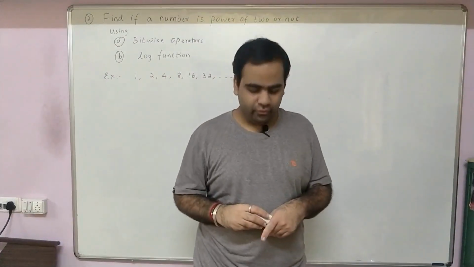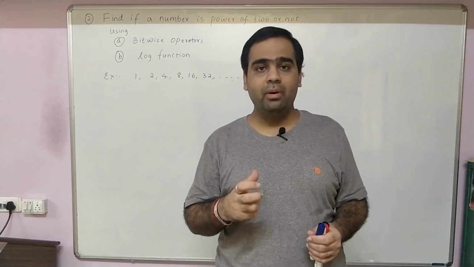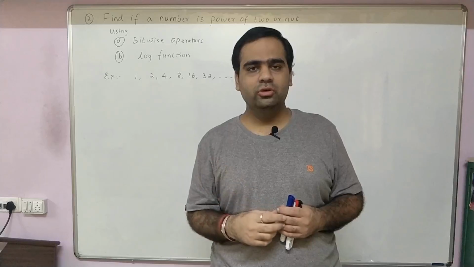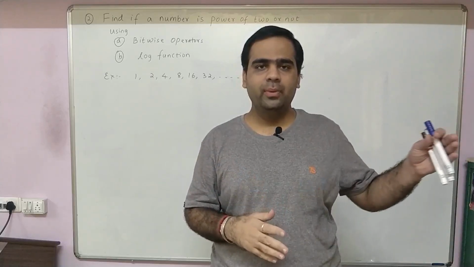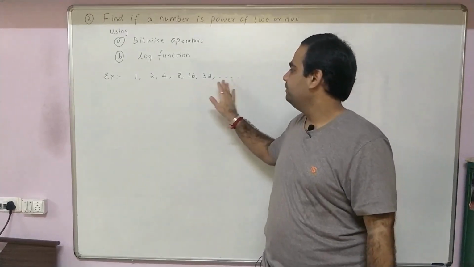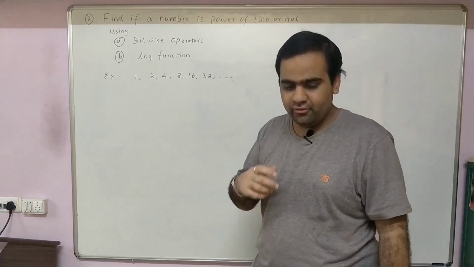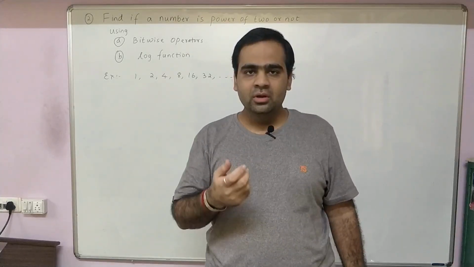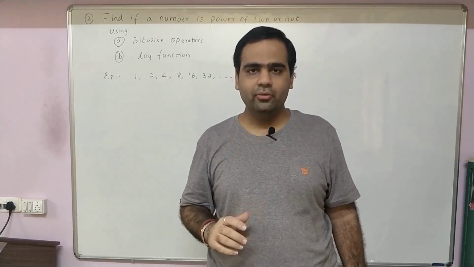Let us see how we find if a number is a power of 2 or not. Now what is a power of 2? 2 to the power 0 is 1, 2 to the power 1 is 2, 2 to the power 5 is 32, 2 to the power 6 is 64, and so on. These are powers of 2. Now if I say 5, it is not a power of 2, 10 is not a power of 2, but if I say 8, it is a power of 2.